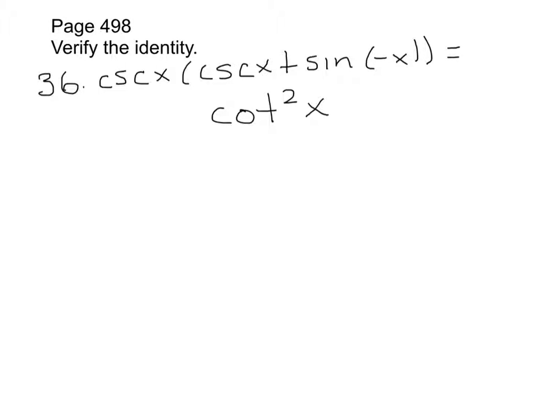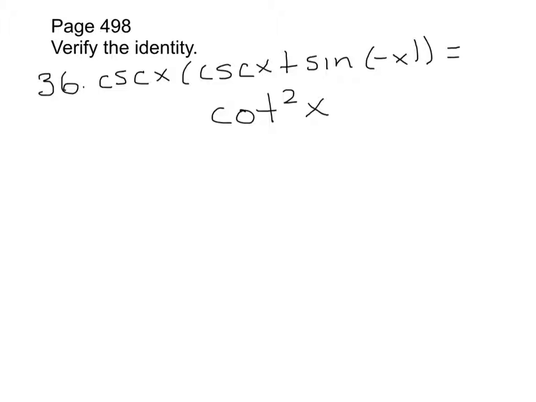Let's continue with problems on page 498 of the text. We want to verify the identity. Number 36: cosecant of x times the quantity cosecant of x plus the sine of negative x is equal to the square of the cotangent. So starting with the more complicated side, I'll see if I can simplify that into the other side.